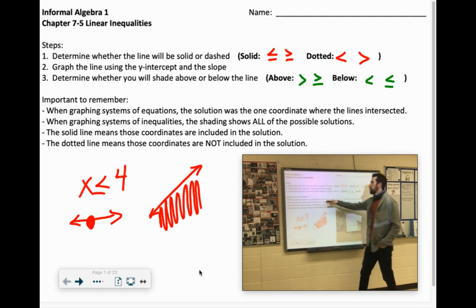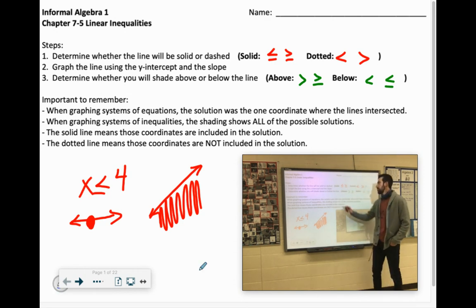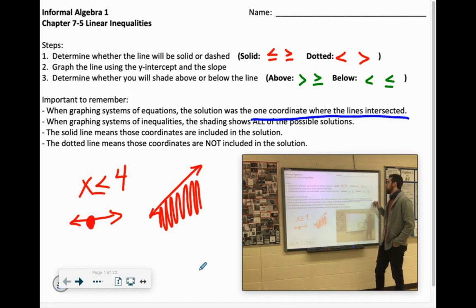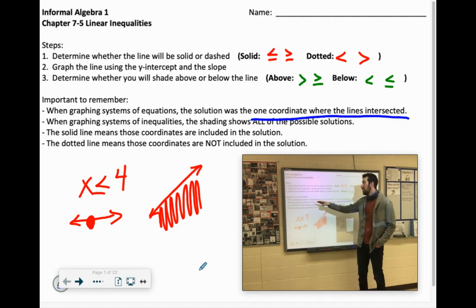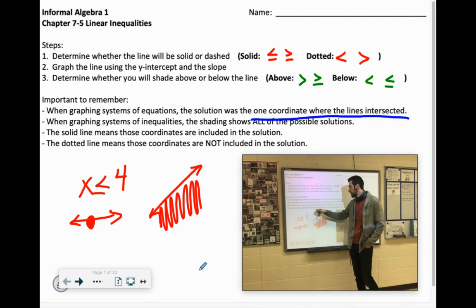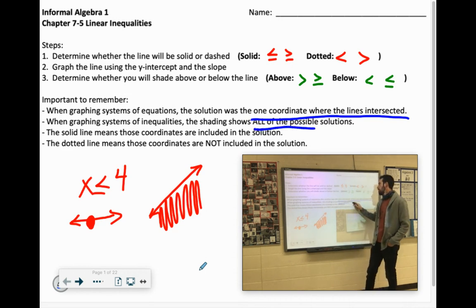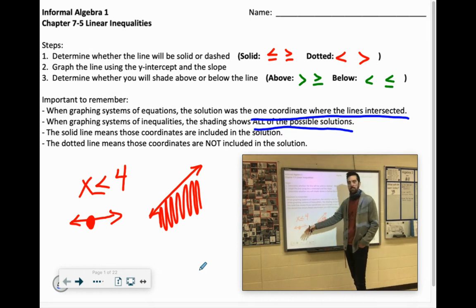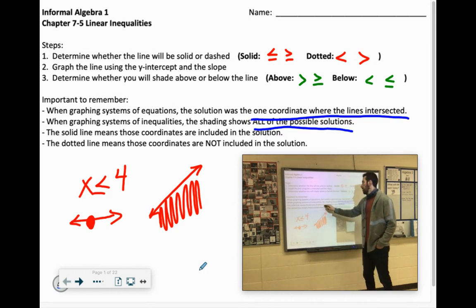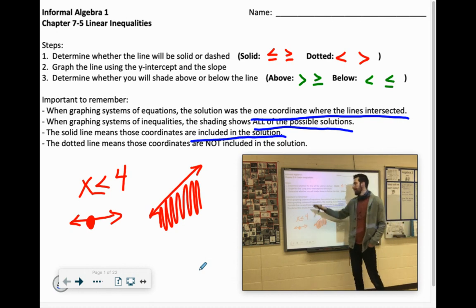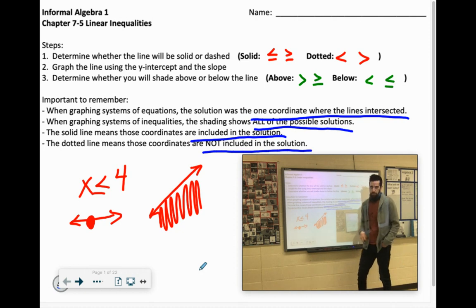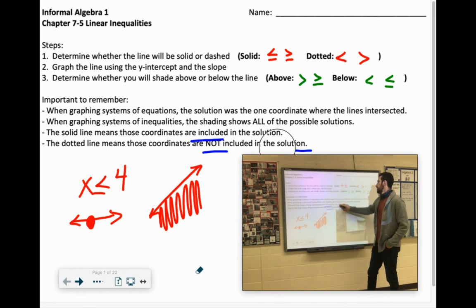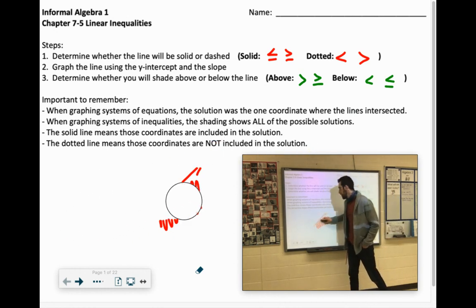Important to remember, when graphing systems of equations, the solution was just the one coordinate where the lines intersected. But now, with systems of inequalities, the shading shows all of the possible solutions. So the solid line, just like the solid dot, means that those coordinates are included in the solution, and the dotted or dashed line means that those are not included in the solution. Cool? We ready? All right. Let's get after it.